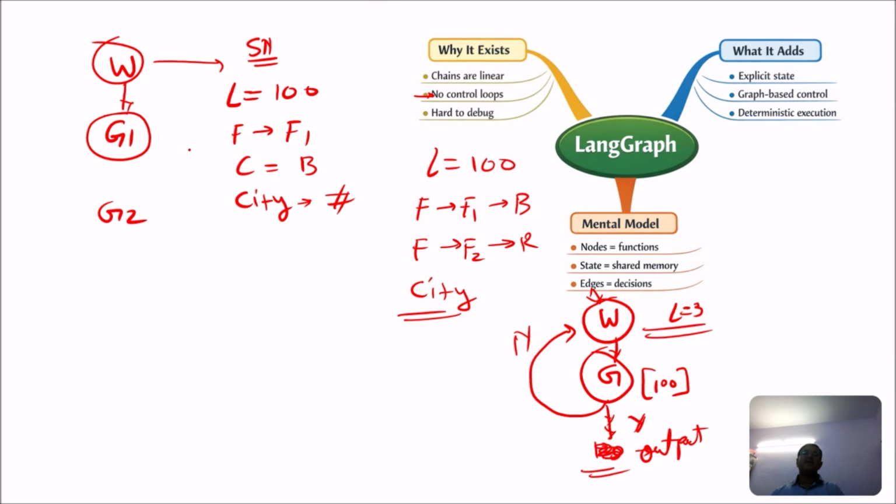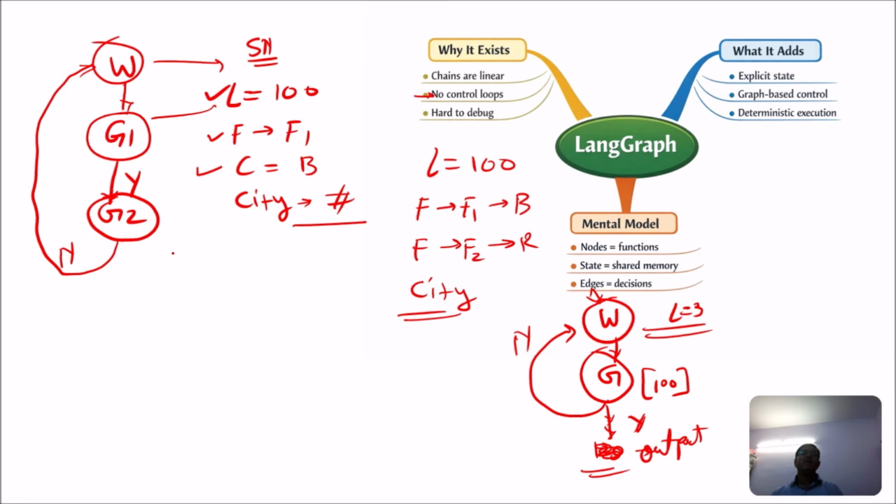The first grader will check just the length, font and color. It checks that the length is 100, correct, the font is F1, correct, the color is blue, correct. So everything is correct, yes, pass it to grader 2. Now grader 2 will check whether the city name is there or not. It finds that there is no city name, meaning something went wrong. It will say okay, write it again. But suppose the city name is there, then what will happen? It says that the city name is there and the output will be generated.